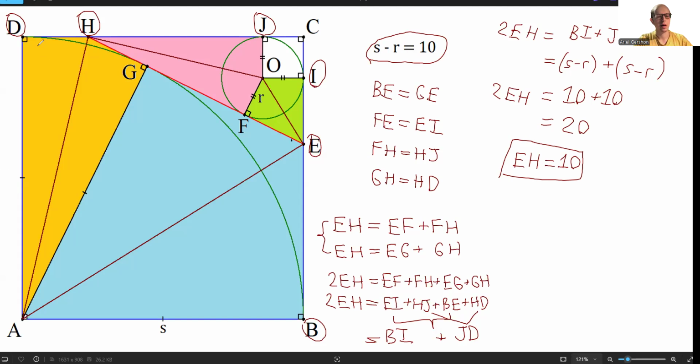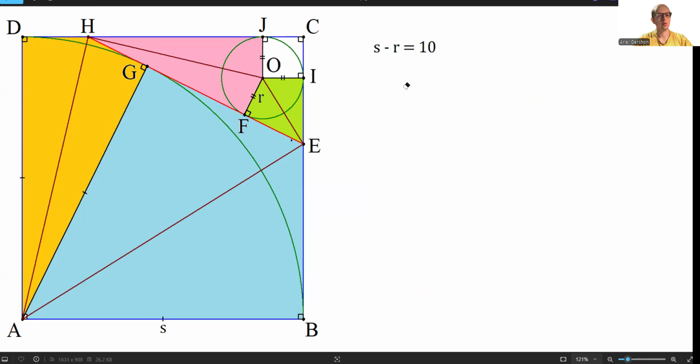Okay, now I promised you that I was going to show you two solutions. So without any further ado, here's the second one. And in this solution, we're going to be investigating the area of the shape that's created with those four brown lines that I made earlier. So the area of AEOH. And we'll call that area fancy A.